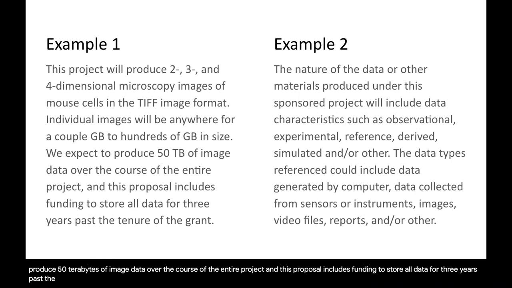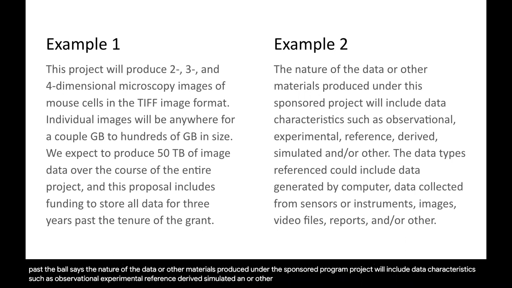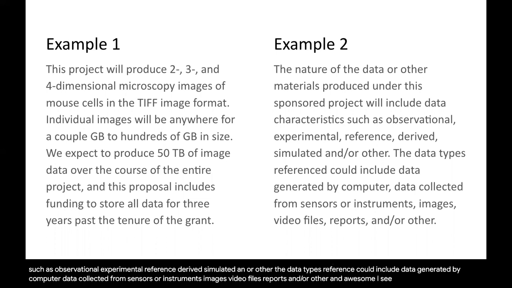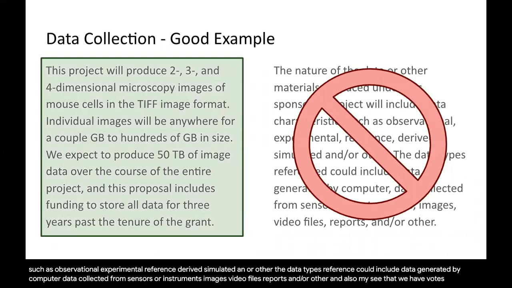Our second example says: the nature of the data or other materials produced under the sponsored project will include data characteristics such as observational, experimental, reference, derived, simulated, and or other. The data types referenced could include data generated by computer, data collected from sensors or instruments, images, video files, reports, and or other. And awesome, I see that we have votes for example 1, and that is correct.